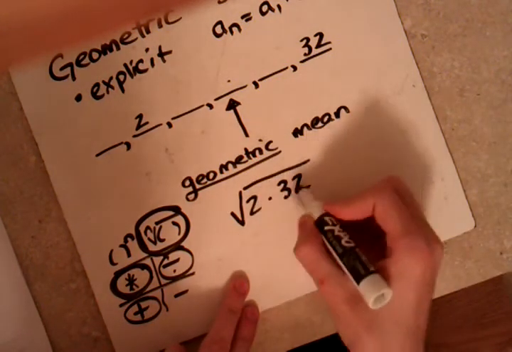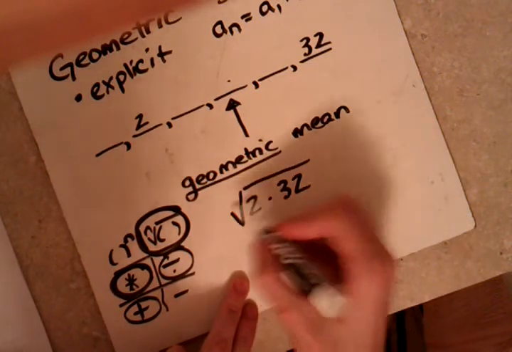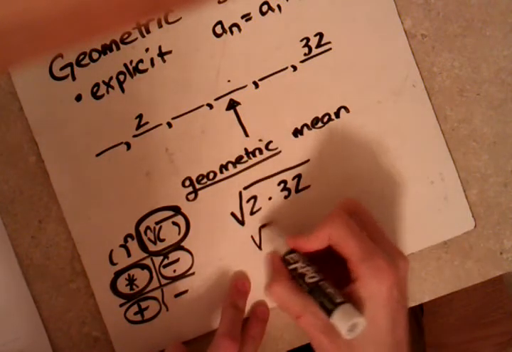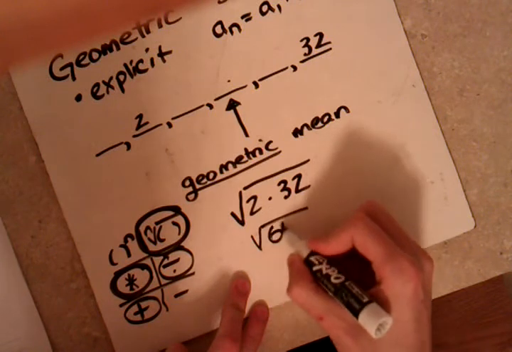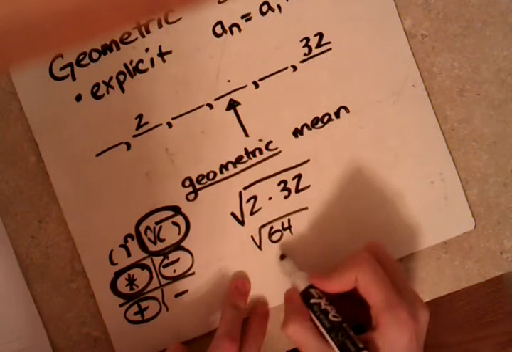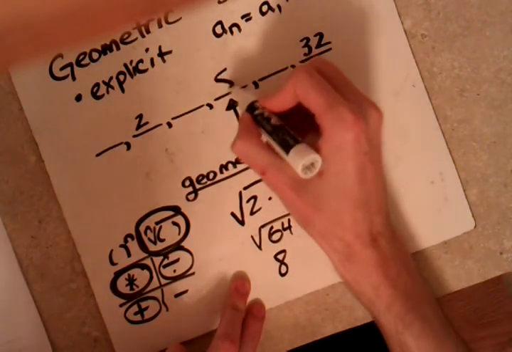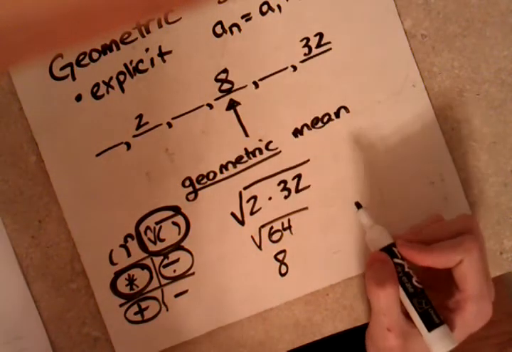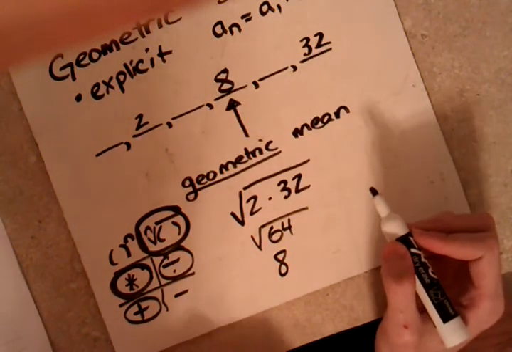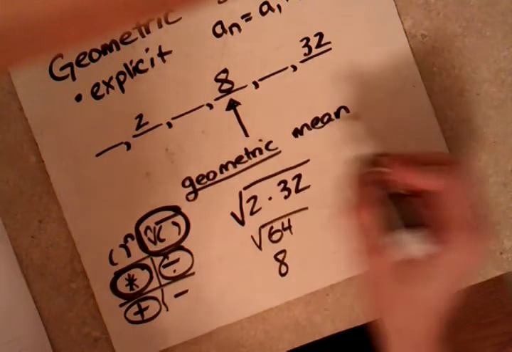And since I have two numbers, it's going to be the square root, and you don't have to write the 2 there. So here, that's 2 times 32 is 64, and the square root of 64 is 8. So I know that this number in the middle would be 8. Alright, so I use the geometric mean there.